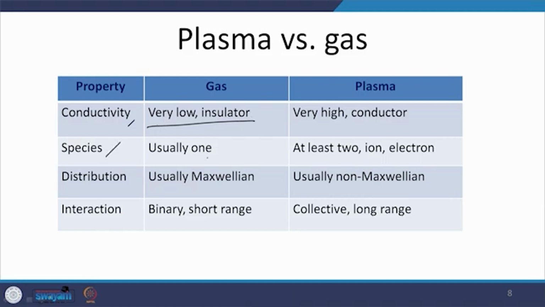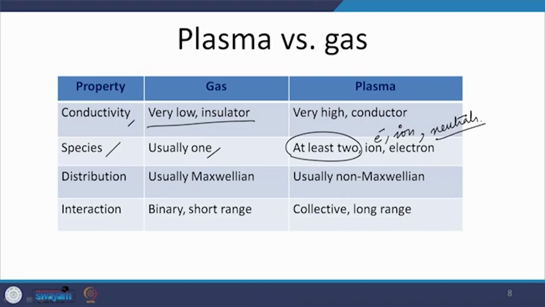Species, usually one. What are these species? The neutral species. It can be anything, but the electric nature of these species is neutral. So, it is not ion, it is not electron, right. In plasma, the species are actually two. There can be electrons and there can be ions. So, I say that there are at least two. Apart from electron and ion, you can also have neutrals. It is not necessary to say that plasma should invariably contain only electrons and ions. It can contain electrons, ions as well as neutral atoms, molecules, right.